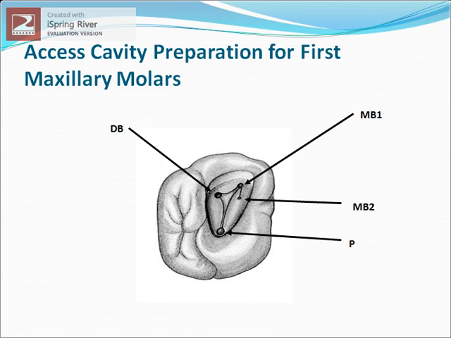As shown in this picture, the shape and the outline of the access cavity of the maxillary first molar are determined by the number and the location of the canals. In 80% of cases, the mesial root has two canals, MB1 and MB2.